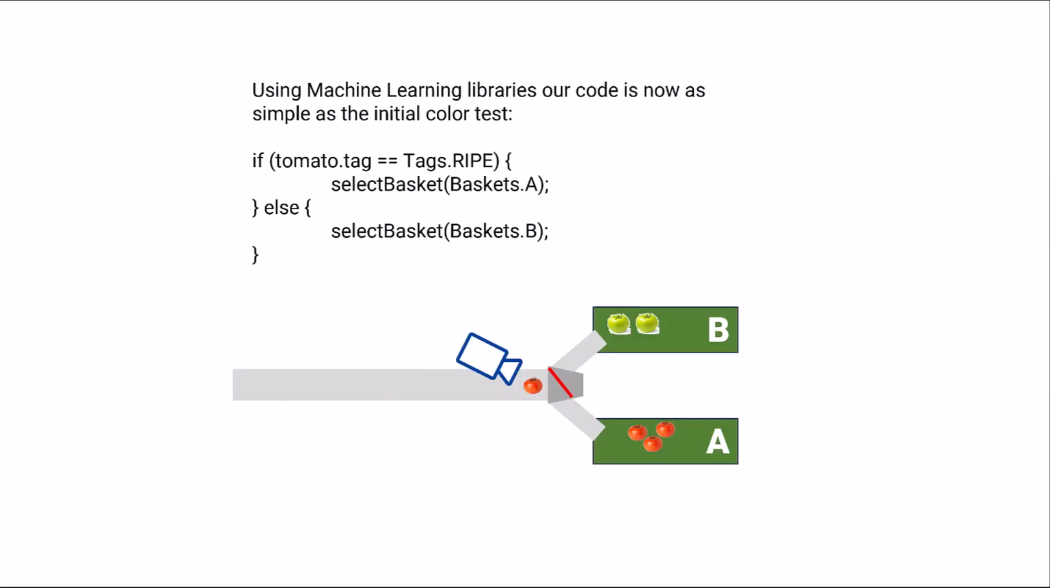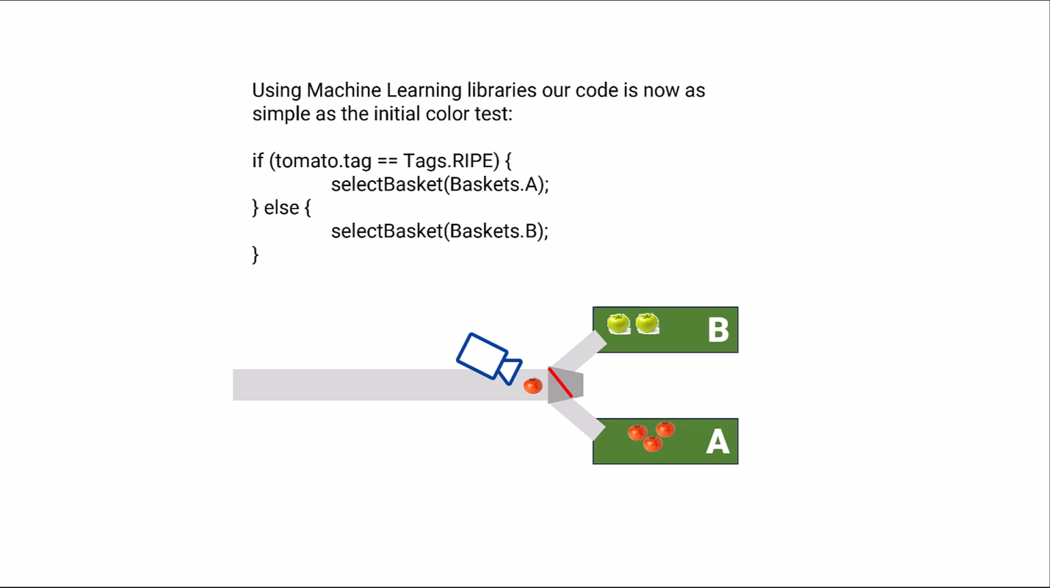So we can now put a piece of code into our conveyor belt system that isn't just looking at the color. It's going to look at the tag. We've taken a photograph of the tomato, and we've put it into our chart. Is it above the line? It's ripe. If it's below the line, it's unripe. So we can say, if the tomato's tag is ripe, put it in basket A. If the tomato's tag is otherwise, in this case unripe, put it in basket B.